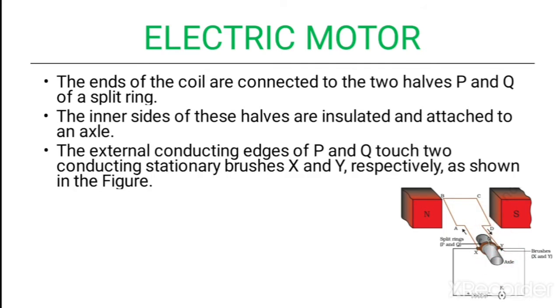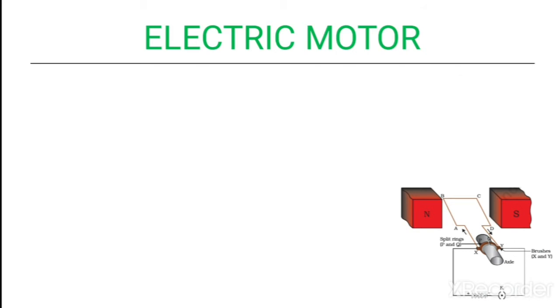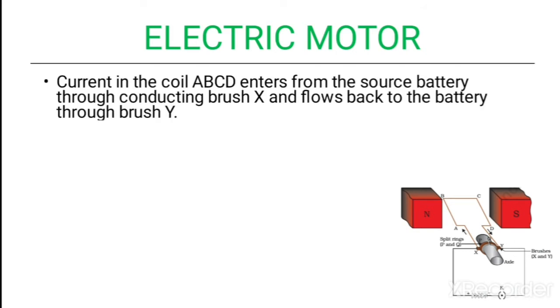The external conducting edges P and Q touch two conducting stationary brushes X and Y respectively, as shown in the figure. So here inside there are two stationary brushes X and Y. The current in the coil ABCD enters from the source battery through the conducting brush X and flows back to the battery through Y. So now we are studying how it works. It enters from X, goes all the way through the coil and comes until Y.